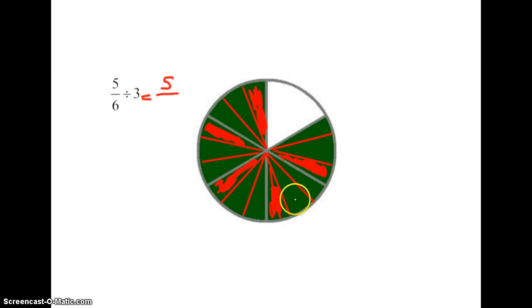And what would our new denominator be? We divided each of these 5 sections into thirds. So we have a third here, a third here, a third here, a third here, a third here. And by default, we would be dividing this into thirds and a third there. So 3 times 1, 2, 3, 4, 5, 6 is 18. So 5/6 divided by 3 is 5/18.